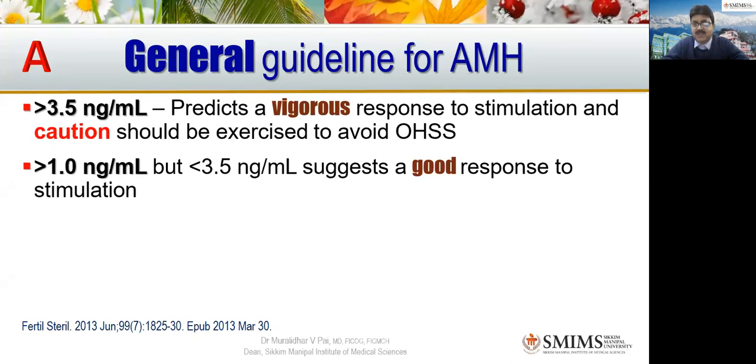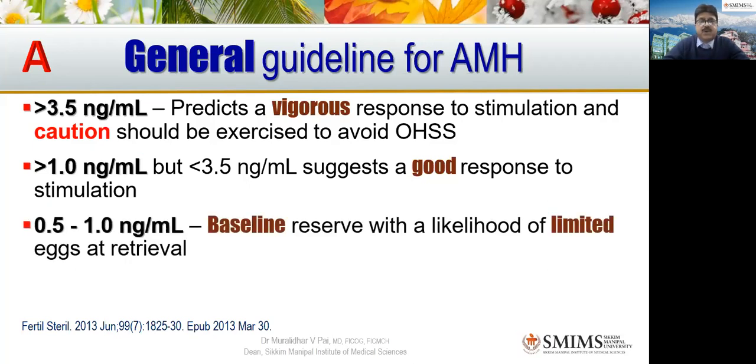This is good stimulation. Earlier, I had made a gimmick of just remembering 1 and 3, but I have removed that slide because that's only for undergraduate students who have to just remember. Anything more than 3 is very high, anything less than 1 is bad, and 1.3 is okay, and less than 0.3 is bad. But these are the actual values which a PG should know. Then 0.5 to 1 nanogram per ml is the baseline reserve with a likelihood of limited eggs at retrieval. This is just okay.